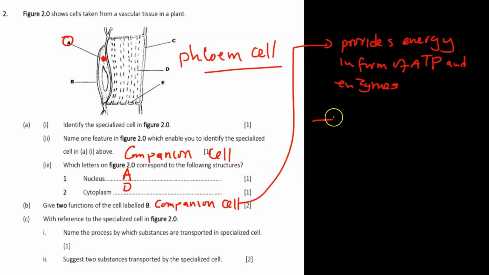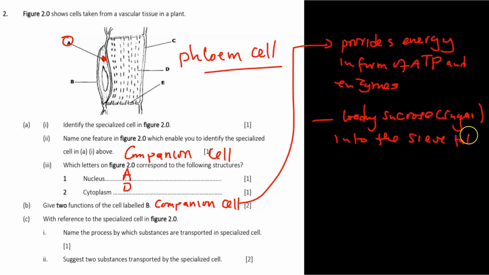Then what about the other one that we can look at? The other one we can say is loading sucrose, which is sugar, and amino acids, of course. Okay, so you can just say loading sucrose onto the sieve tube, loading sucrose into the sieve elements. Okay, into the sieve elements. That is one of the functions of the what?